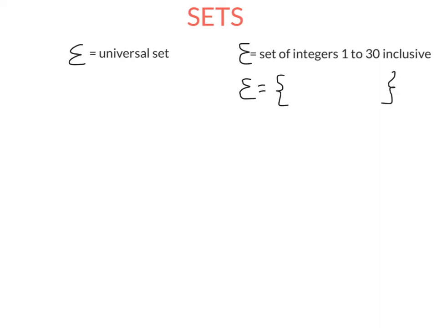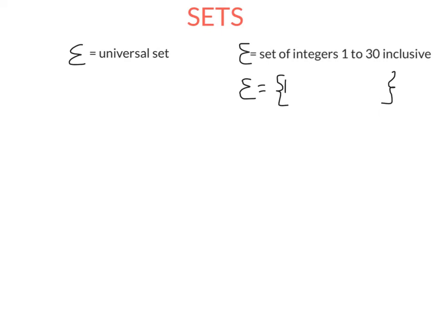So we're going to use this letter here, Greek letter epsilon, to denote the universal set. For this example, we're going to let epsilon, the universal set, be the set of integers 1 to 30 inclusive. Inclusive means 1 is part of the set, and so is 30. To write the elements that are in epsilon, we use these squiggly brackets. These squiggly brackets in maths denote a set. So here we have a set of numbers. Integers means whole numbers, 1 to 30 inclusive.